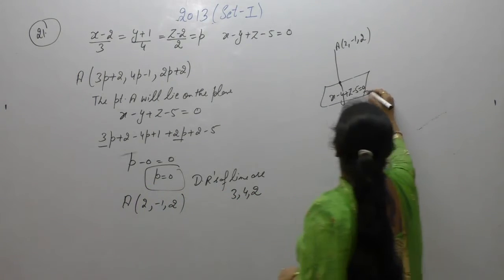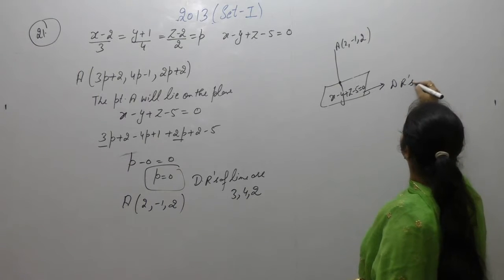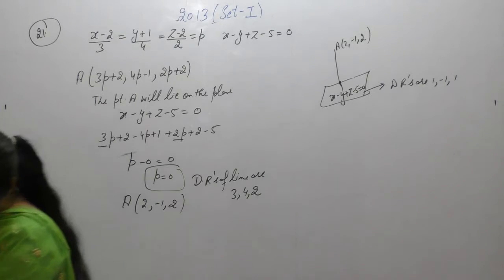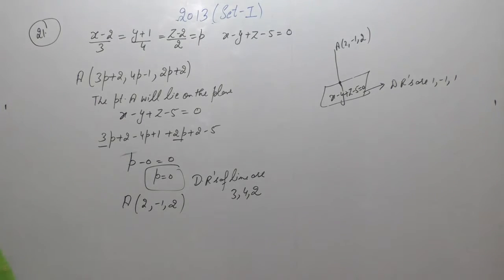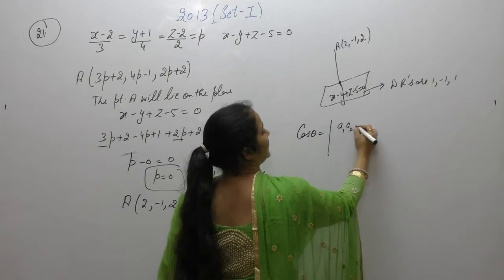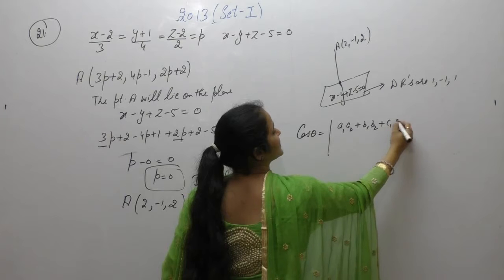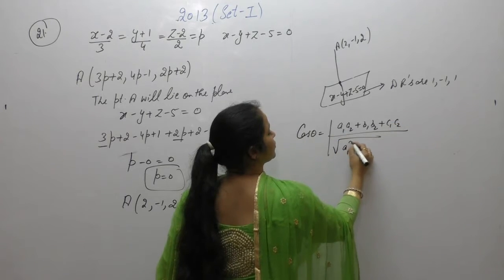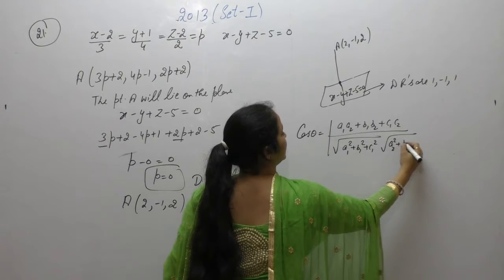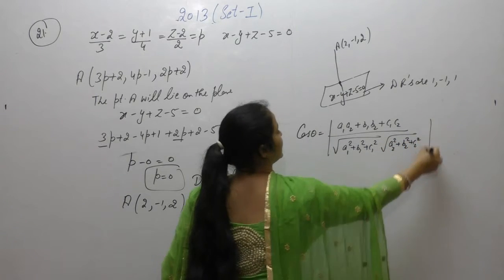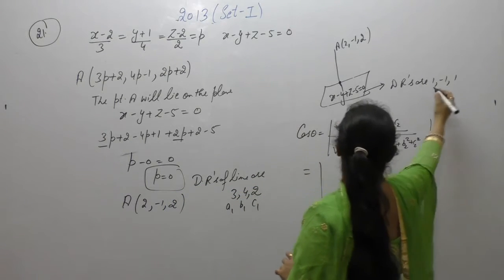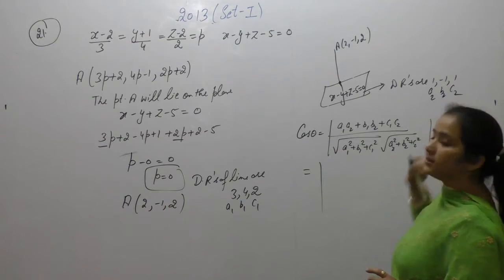Now the direction ratios of this plane are 1, minus 1 and 1. Now for the angle between the line and plane, cos theta is a1 a2 plus b1 b2 plus c1 c2 upon square root of a1 square plus b1 square plus c1 square, times square root of a2 square plus b2 square plus c2 square. These are the values of a1, b1, c1. This is a2, b2 and c2.